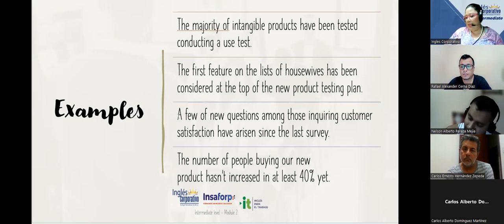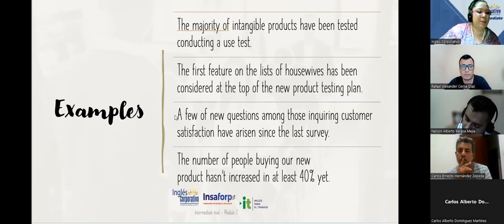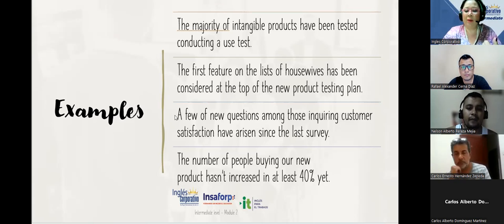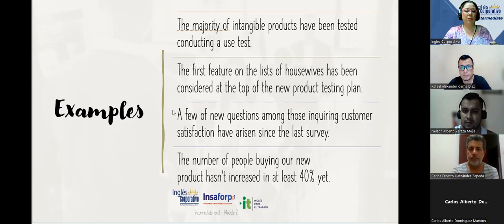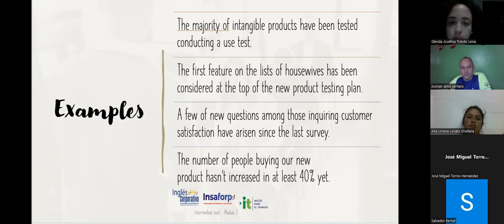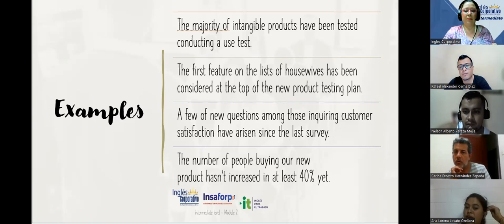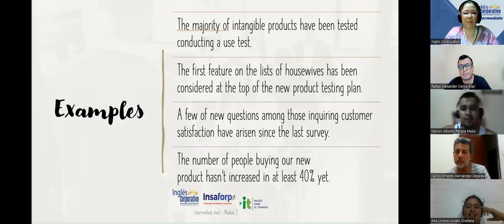Vale, vamos a ver la siguiente. ¿Quién quiere explicarme la siguiente? Vale, leámosla y alguien me explica así. Vamos a ubicar por qué usamos la forma del verbo que usamos, cuál es el sujeto. Eso es lo que estamos viendo. ¿Ok? Vamos a ver. Who wants to read it first? ¿Alguien que quiera leerla? A few of new questions among those incurring customer satisfaction have arisen since the last survey. Okay, there you go.